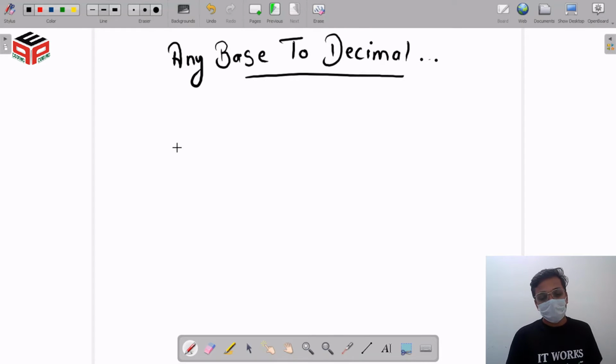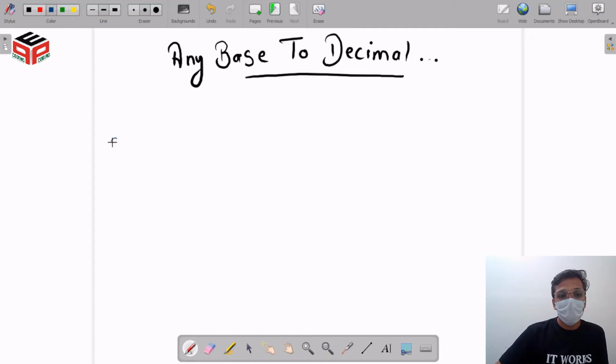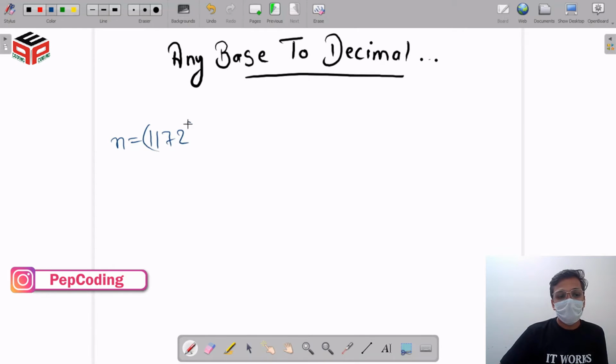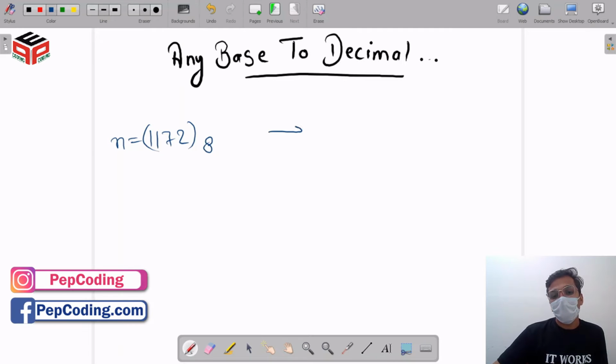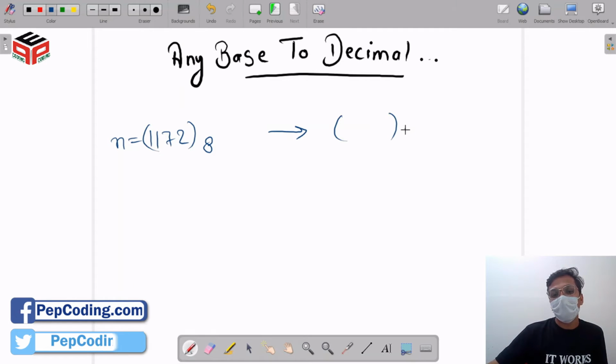So let's say you are given the number 1172 in base 8, and you have to convert it into base 10.